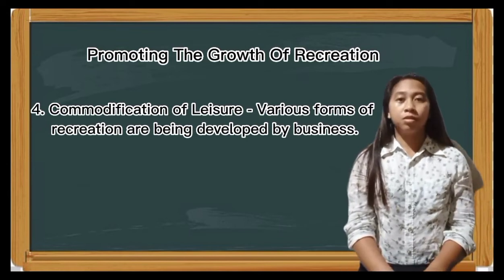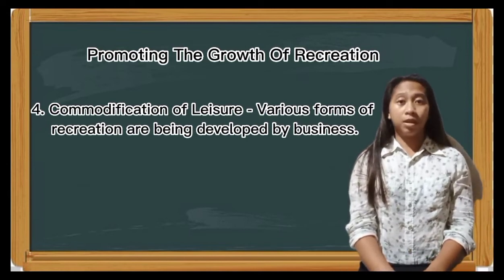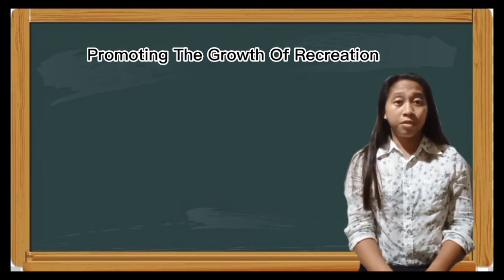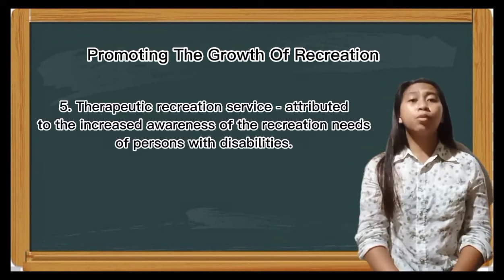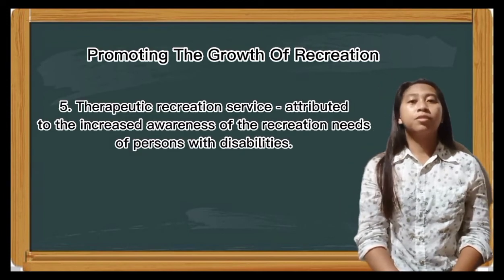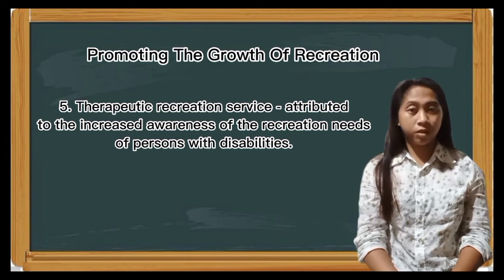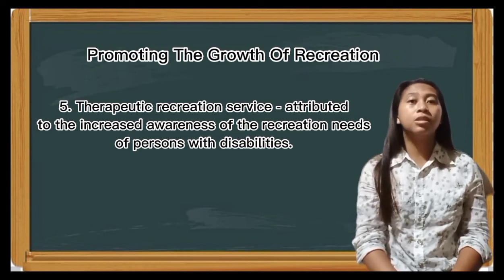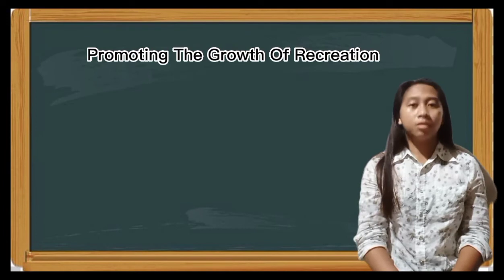Number four, commodification of leisure. Various forms of recreation are being developed by business. Number five, therapeutic recreation service, attributed to the increased awareness of the recreation needs of persons with disabilities.